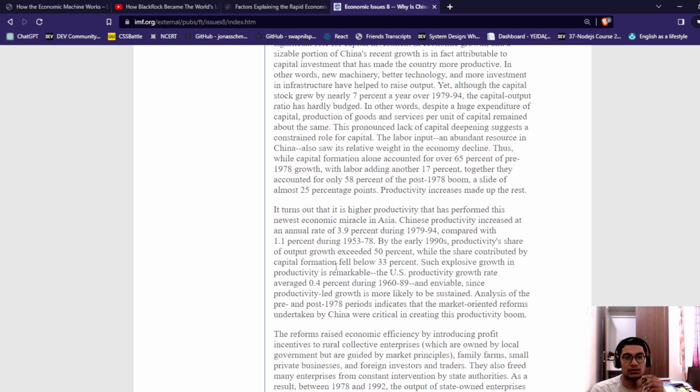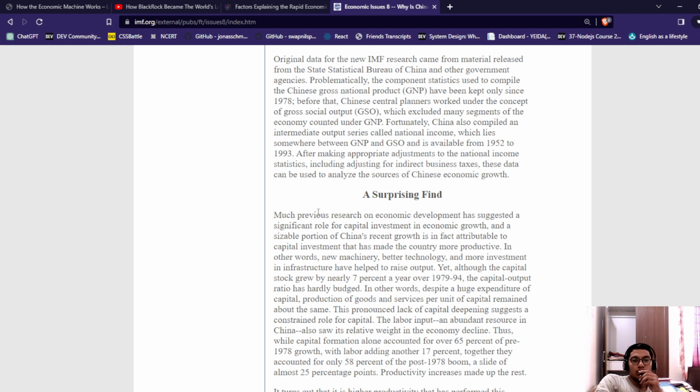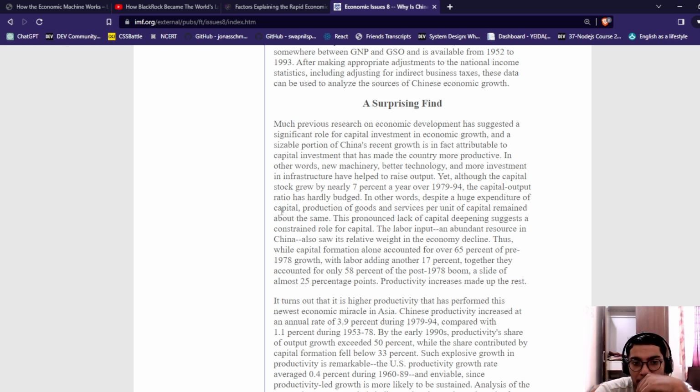Measuring growth, this is not so surprising. Much previous research on economic development has suggested a significant role for capital investment in economic growth, and a sizable portion of China's recent growth is in fact attributable to China's capital investment, which made the country more productive. In other words, new machinery, better technology, and more investment in infrastructure have helped raise output. Yet, although the capital stock grew by nearly 7% a year over 1979 to 1990, the capital-output ratio has hardly worsened. In other words, despite huge expenditure, the production of goods and services per unit of capital remained about the same.